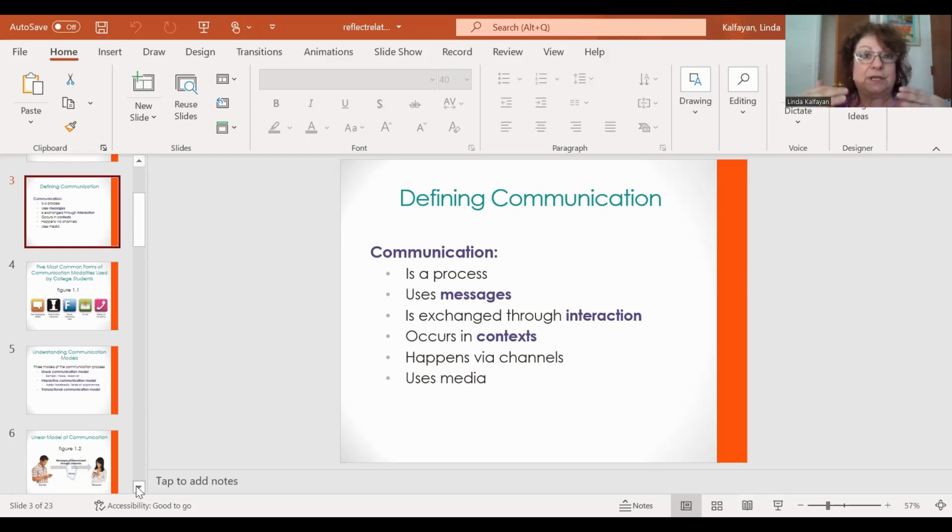And the message can go directly, linear, which is how I'm communicating now. I'm not even understanding if you're understanding what I'm saying, but the message is going in a one-way direction. For the interaction, the feedback would come back, as if I asked a question, you would respond to that.